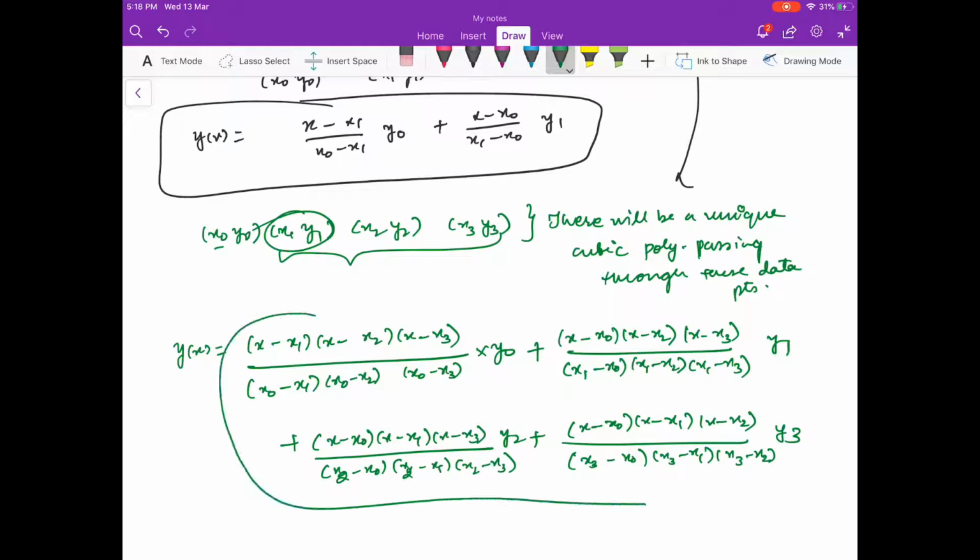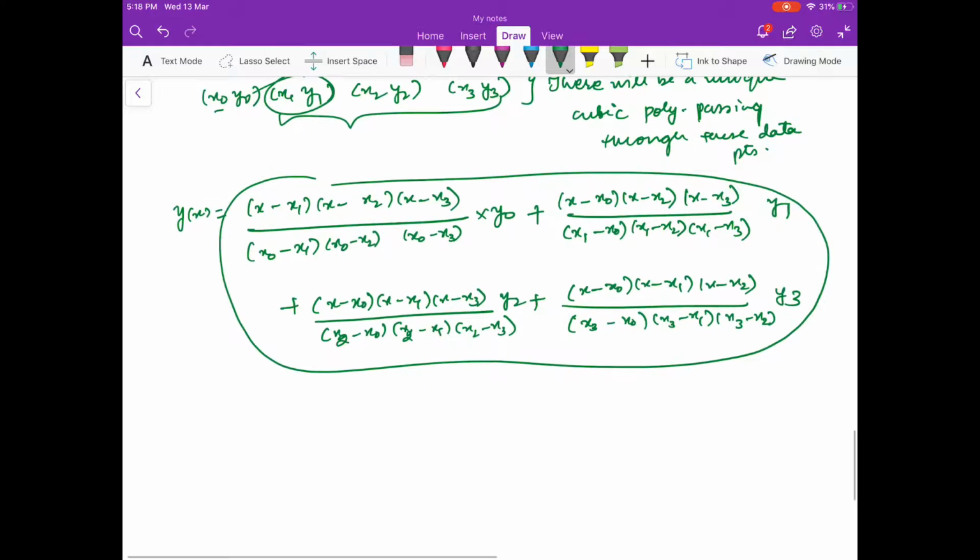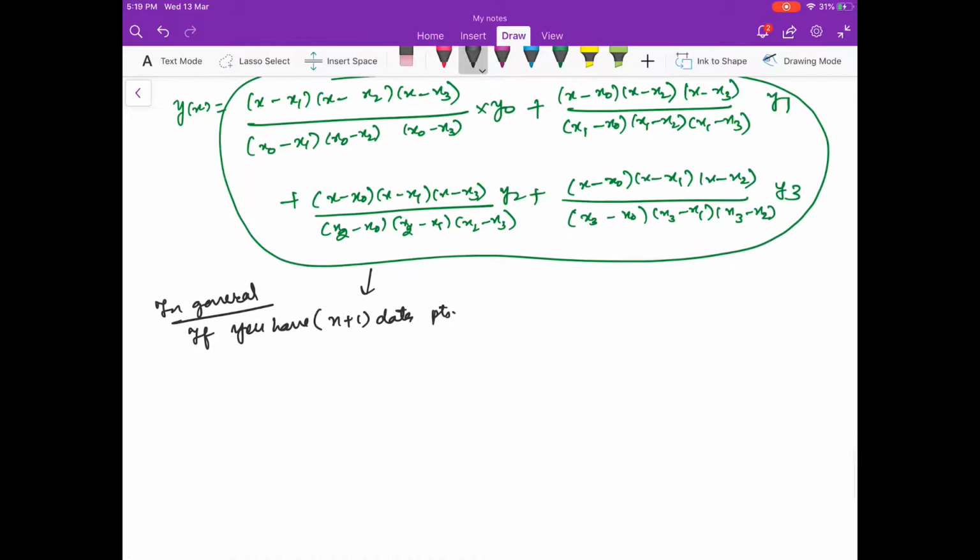So this is how you write the polynomial, right? And so on. Now if I have 5 data points, then also I can write. So in general, if you have n plus 1 data points, say x0 y0, x1 y1, x2 y2, and xn yn. So these are n plus 1 data points because I am starting from 0.